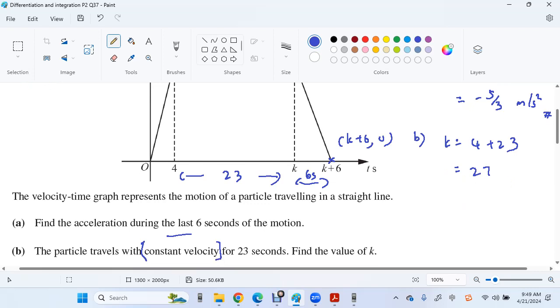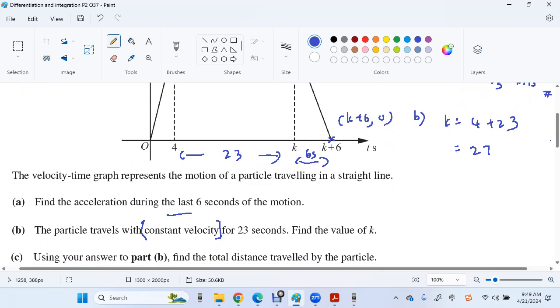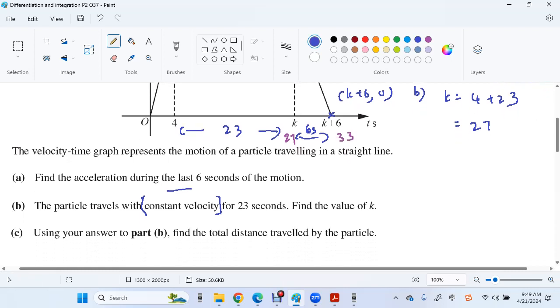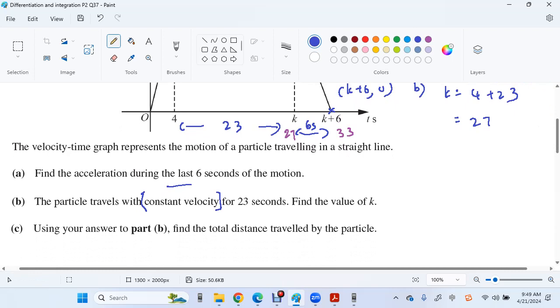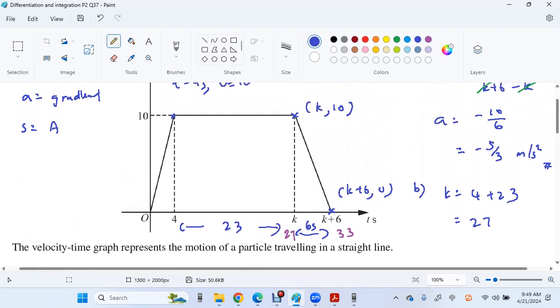So over here, this one is 27. So 27 plus 6 is 33. Okay, so C. Use your answer in B. Find the total distance traveled by the particle. So we know that k plus 6 is 27 plus 6, that is 33.